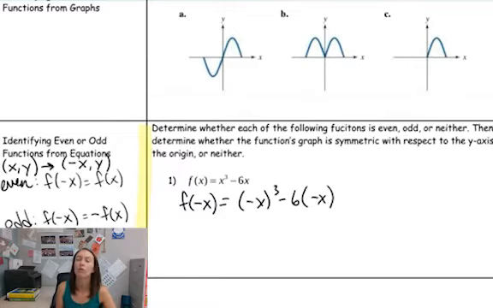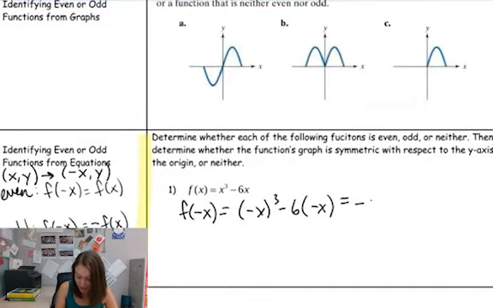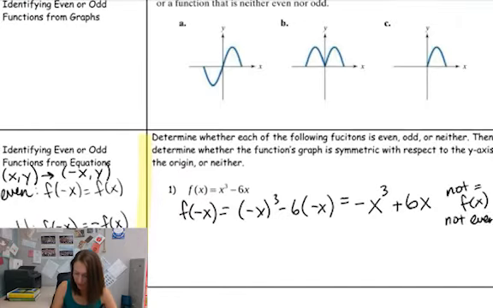We went over evaluating functions like this in the previous lesson. Now, negative x cubed, I have 3 negatives, so that's going to be negative x cubed and then a positive 6x. Now, this is not equal to f of x, so it's not even. If it were even, we would have ended up with the same function that we had before.